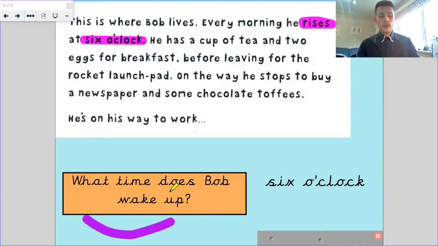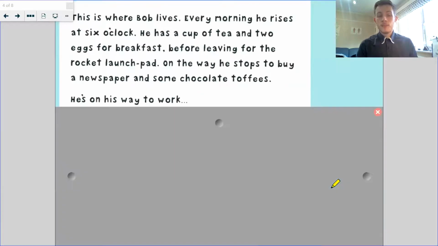So what time does he wake up? He wakes up at 6. This is where Bob lives. Every morning he rises at 6 o'clock. He has a cup of tea and 2 eggs for breakfast before leaving for the rocket launch pad. On the way, he stops to buy a newspaper and some chocolate toffees. He's on his way to work.